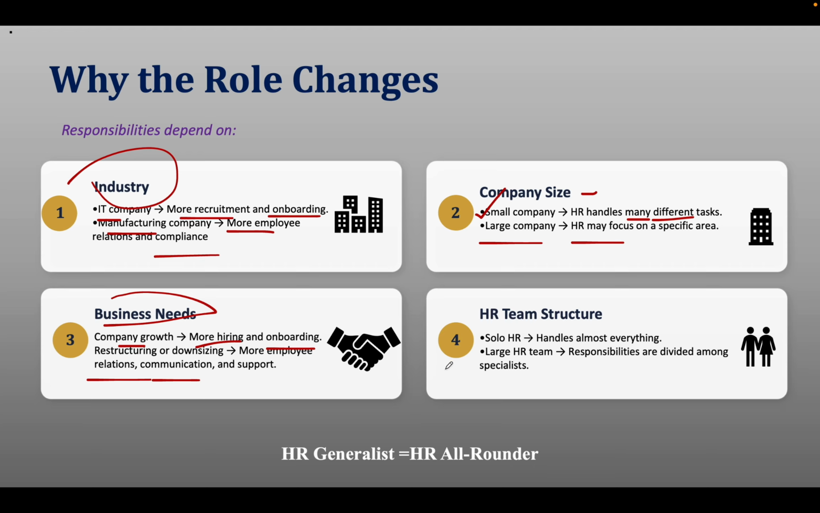Now let's talk about the 4th point, HR team structure. So a solo HR generally handles almost everything, and in a large HR team their responsibilities are divided among the specialists. So in simple terms, HR generalists have to be all-rounders within the organization.